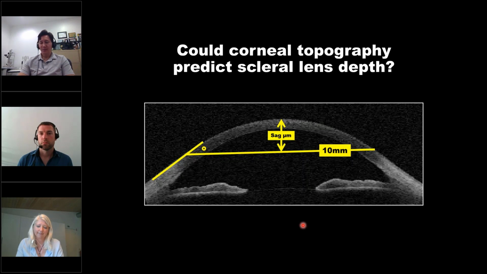So I wanted to ask the panel, do you use, or how do you use the Medmont topographer related to scleral lenses? It of course is a corneal topographer, not a scleral topographer. Meta, could I begin with you? What are your thoughts on, do you use this tool in scleral practice, or is it not helpful?